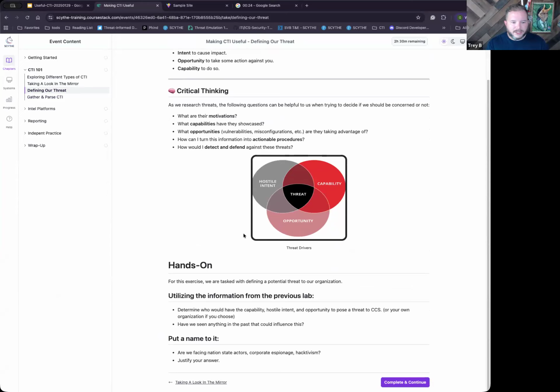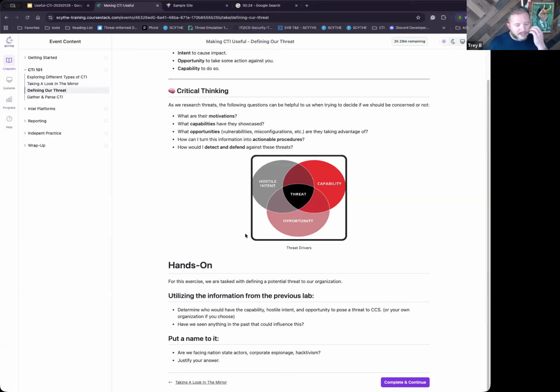So what you guys are going to do in this section is take this information you've already gathered and the picture you've painted of the Cryptid Conservation Society. You're going to use that information to think over and research some threats and try to answer the question of what a potential threat would be to this organization. What are their motivations? Who would have the potential opportunity, capability, and intent to do so? And then we also want to identify, have we seen anything in the past? Spoiler alert, yes, we have, right? That could help influence this assumption or this process.